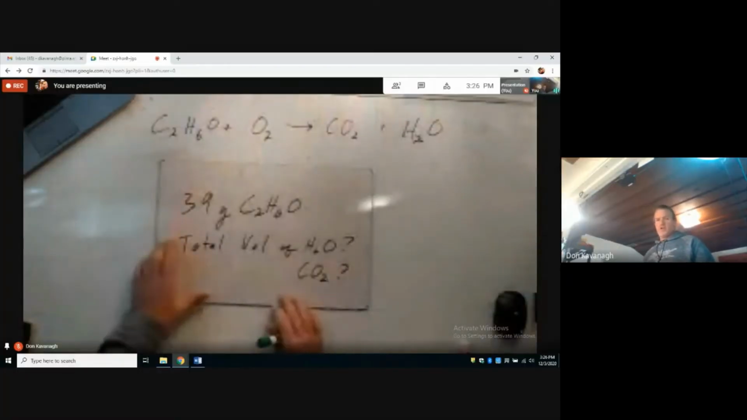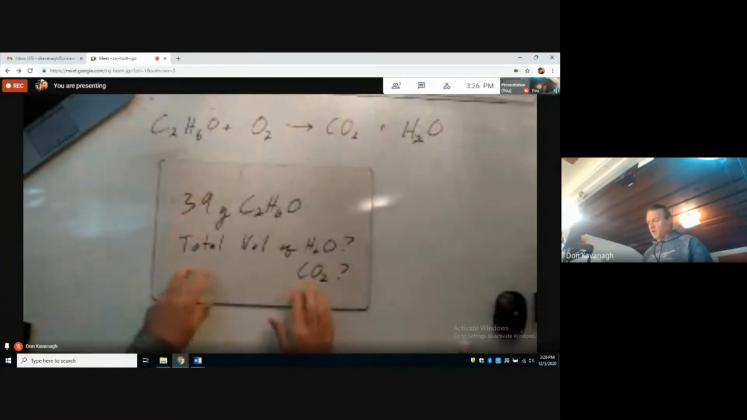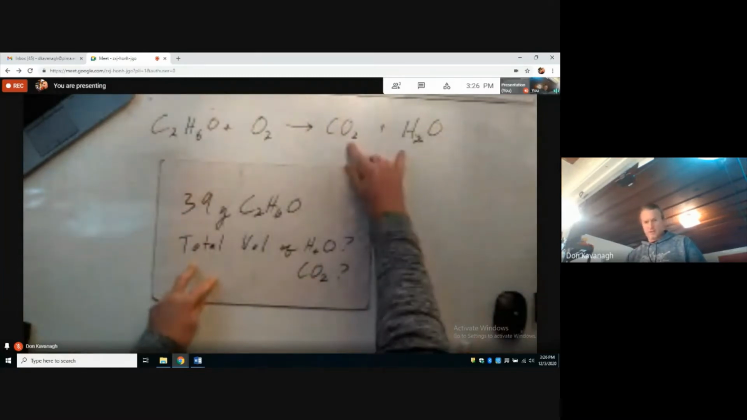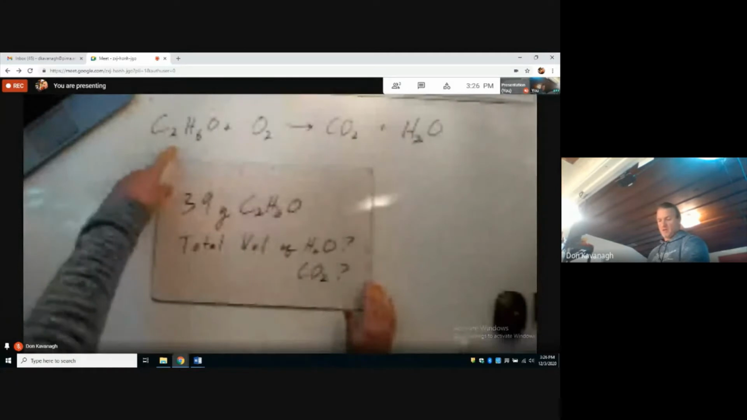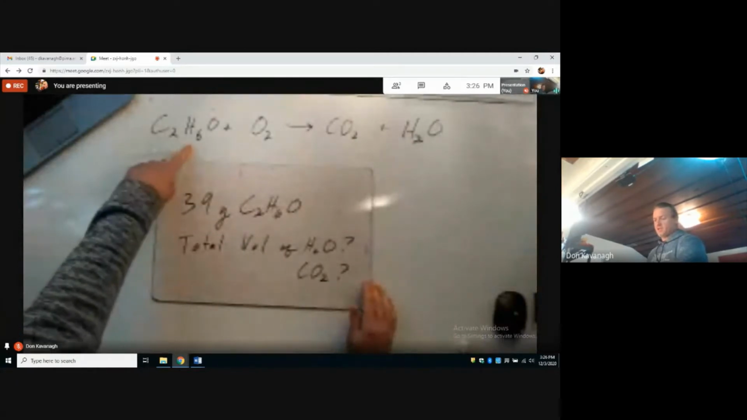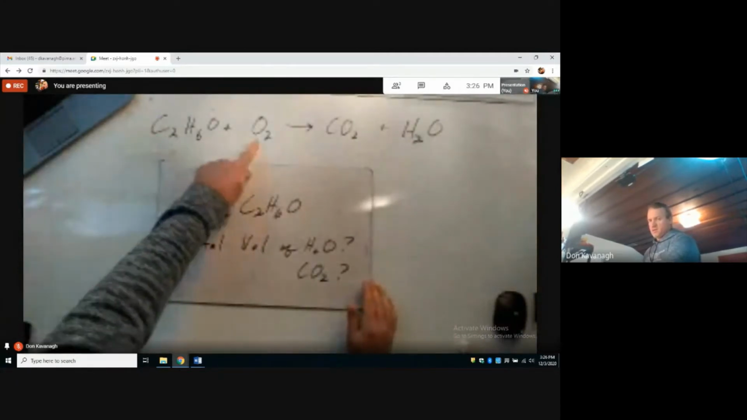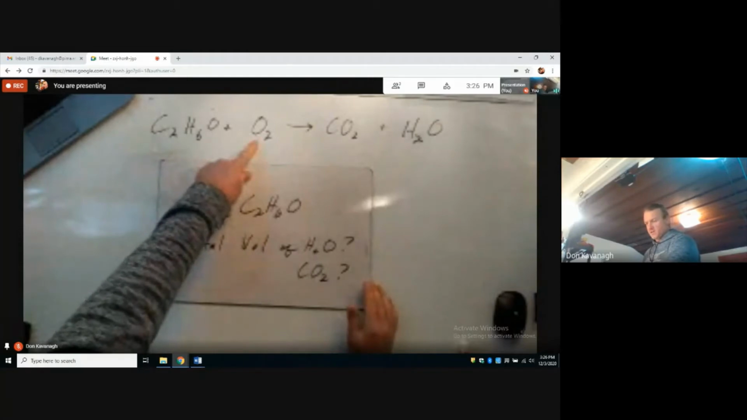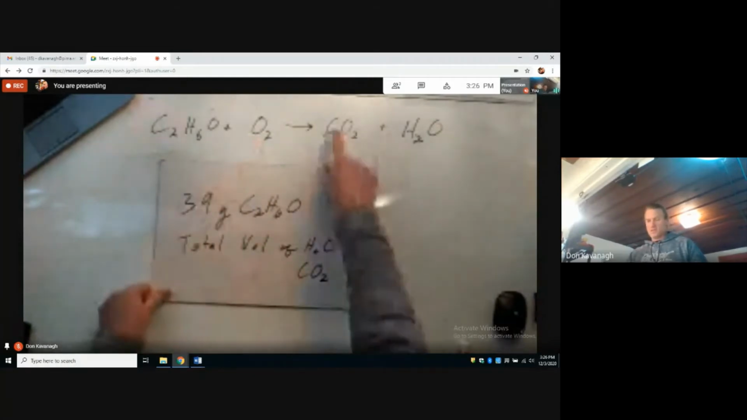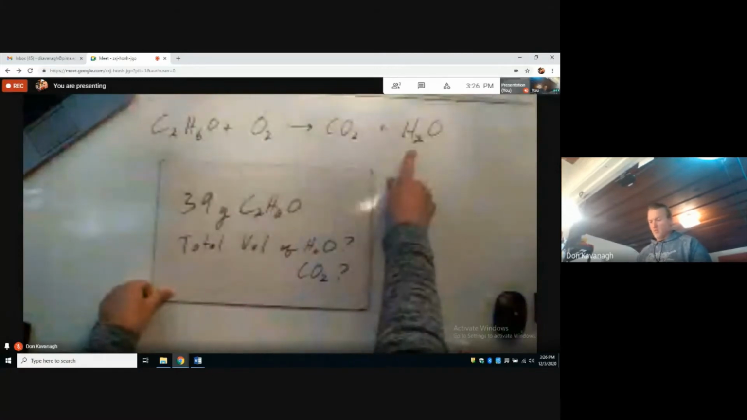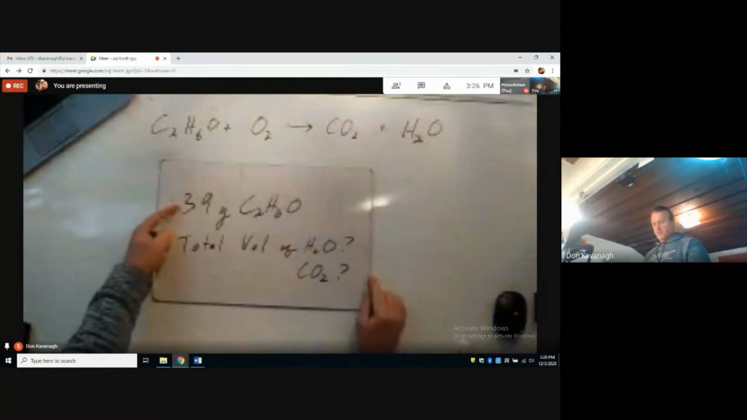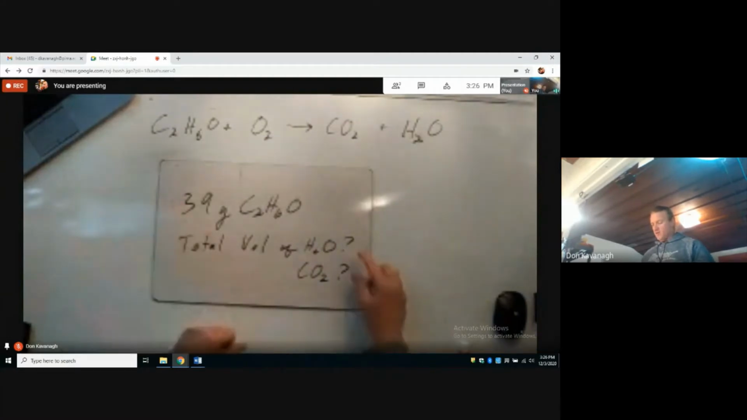In this problem, we're trying to determine the total volume of the products, the gases. We have up here the combustion or metabolism of ethanol, C2H6O, metabolized in the presence of oxygen, and the products CO2 gas and H2O gas. With 39 grams of ethanol to begin with, what is the total volume of the products?